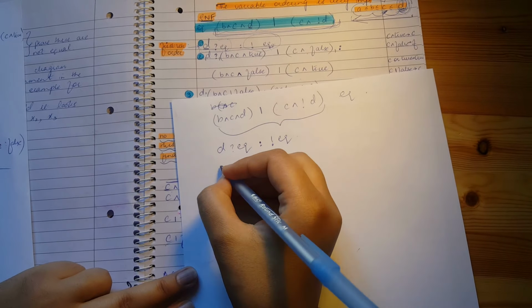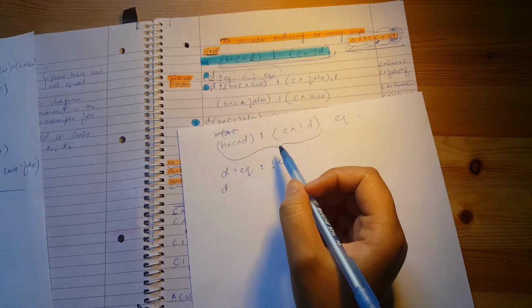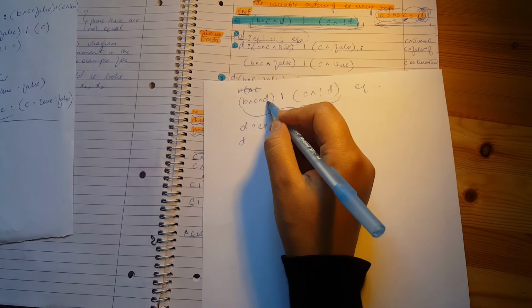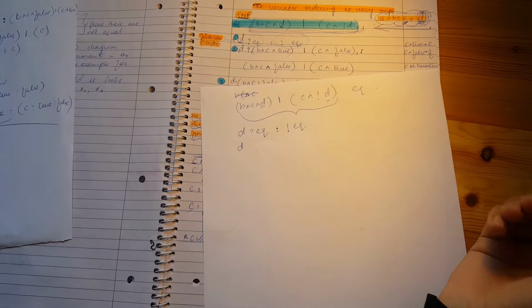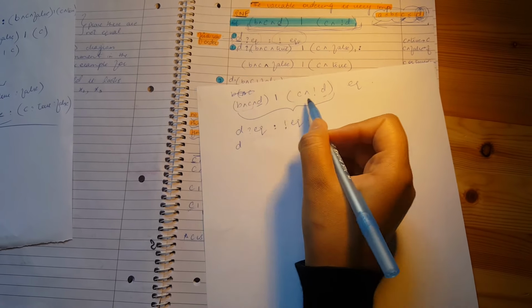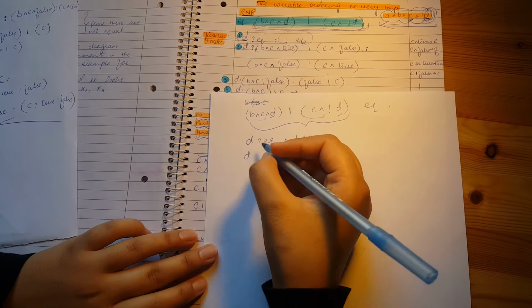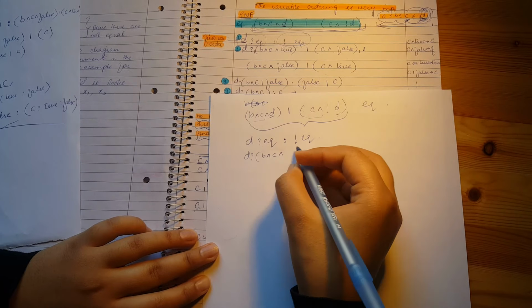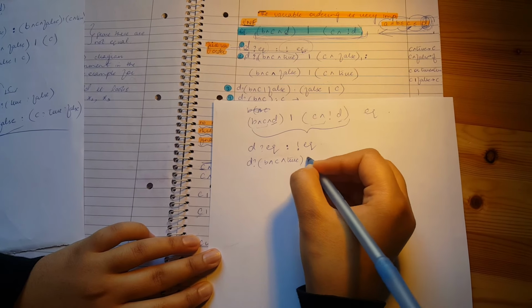In the true part of the equation, you will replace D with true. In the false part of the equation, you will replace D with false. Everything else would remain the same. Okay, it's really easy. Replace C with true in the true part.